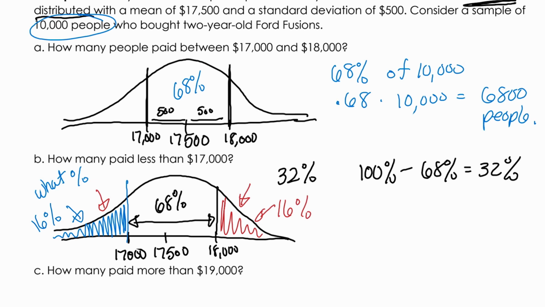So I know that 16% of 10,000 people paid less than 17,000. So if I take 16% of 10,000 people, that's going to give me 1,600 people.